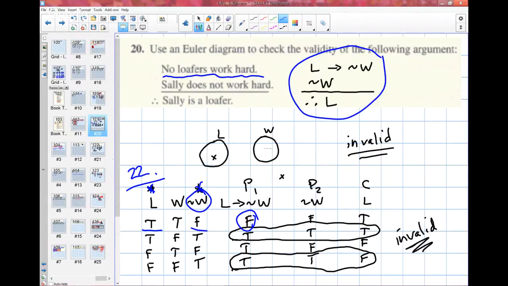And as you can tell, we're good on this top one, but the bottom one right there, we do have one false conclusion. So this one is going to have to be invalid.